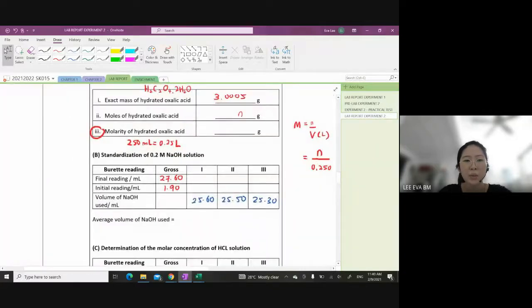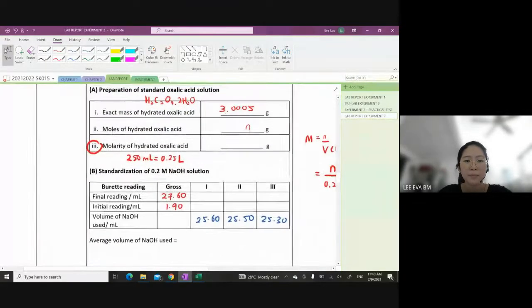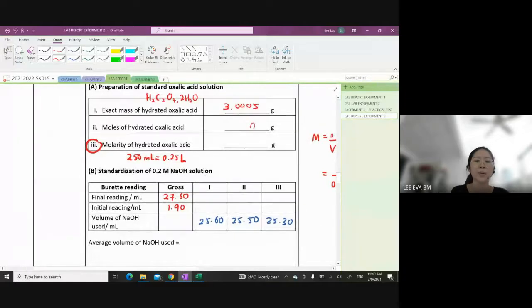Okay, so we come into part B over here. Standardization of 0.2 molar NaOH solution. 0.2 molar, yes, it is given. But we need to check, from the titration process, whether our molarity of NaOH is really 0.2. Is it slightly less than that or slightly more than that? This is the concept of standardization. So we need to do 4 sets all together. In this case, the gross means checking, trial and error.